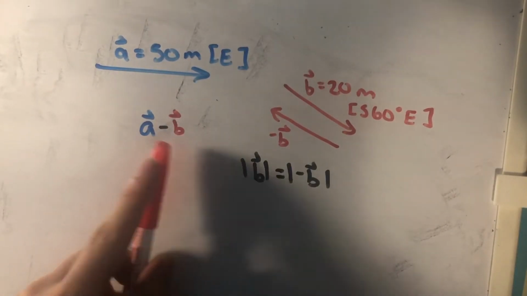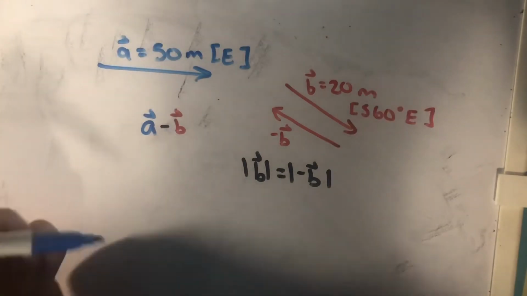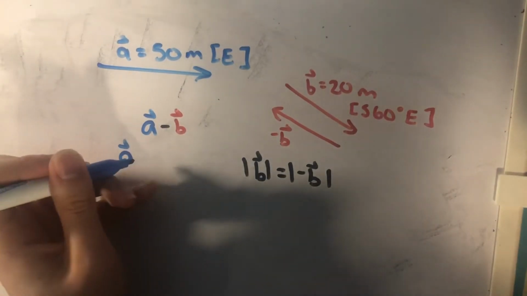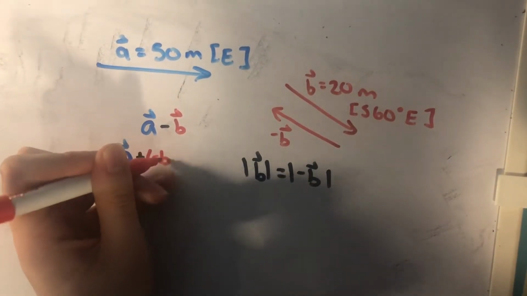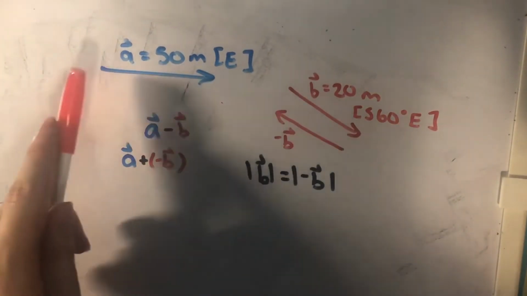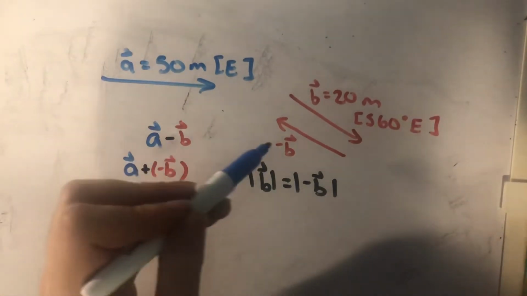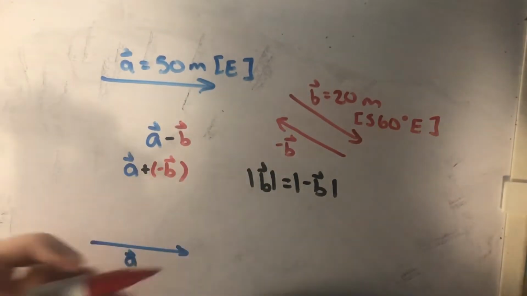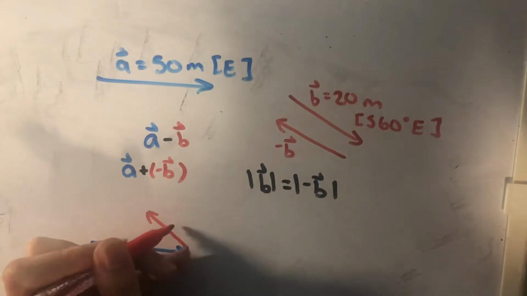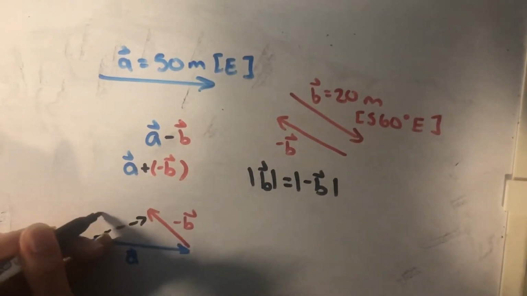Subtraction is the same thing as adding a negative, so we can rewrite this as A plus minus B, and then we can just simply do our tip to tail method again, where this can still be A, and then instead of using positive B, we put in negative B. And now this is our new resultant.